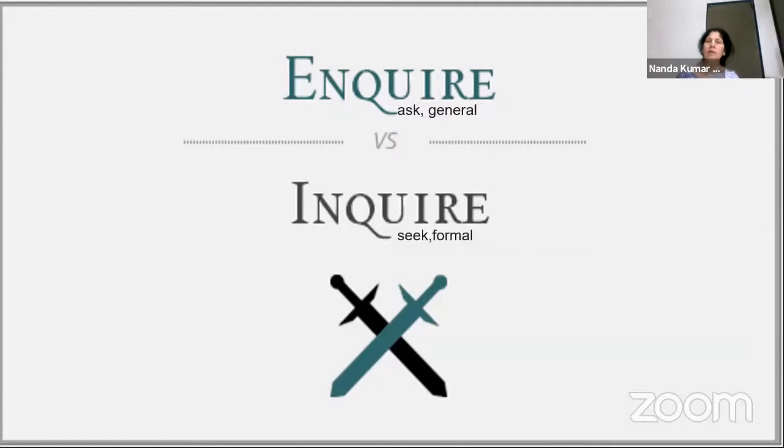Because Arjuna was asking so many questions over there and Krishna was answering. So there is a difference between the two words enquire and inquire. Enquire is general questions. Arjuna was not asking general questions from Krishna.